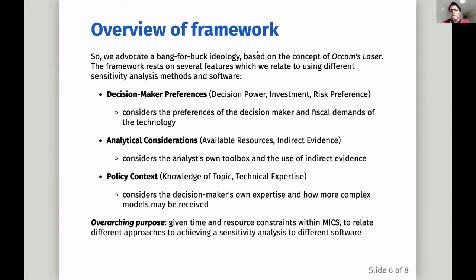This reflects the decision maker's knowledge of the topic and their technical expertise, and considers how different models will be accepted by different decision makers in terms of their own knowledge level. But the overarching purpose of our framework can basically be thought of as thinking about the time constraints and the resource constraints of the MIC context, and then to relate these different approaches to sensitivity analysis to different software.